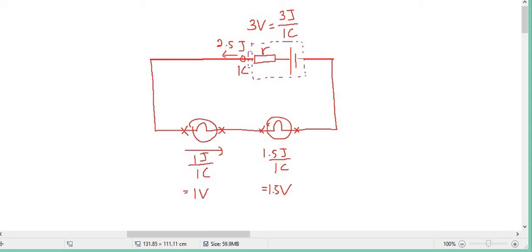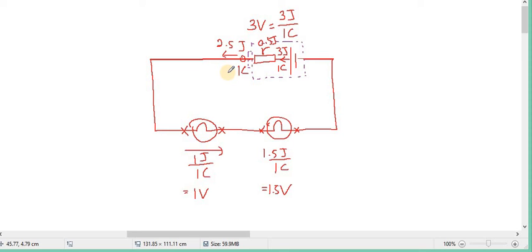So that means the 1 coulomb of charge that comes out actually carries 3 joule. But when the 1 coulomb of charge wants to overcome the internal resistance, it does the work of 0.5 joule. Here, 0.5 joule. So the 1 coulomb of charge that comes out of the dry cell only has 2.5 joule left. Okay, get the idea.